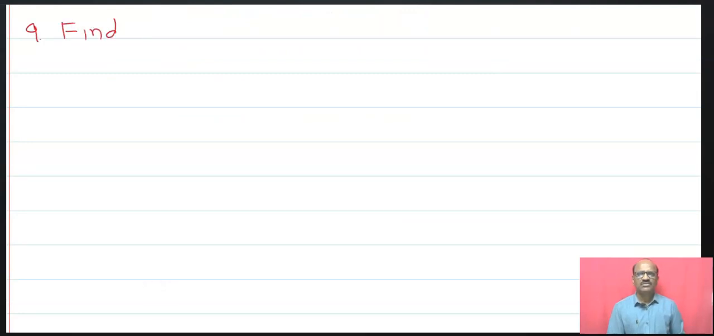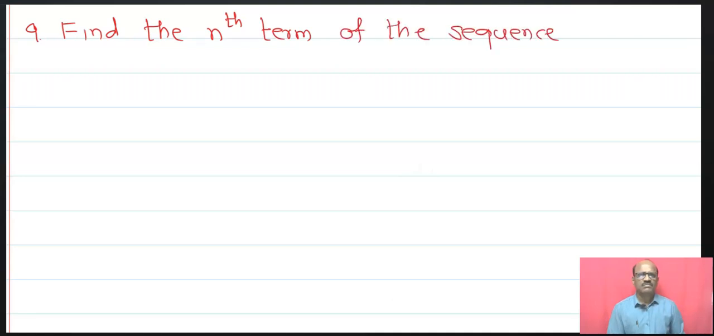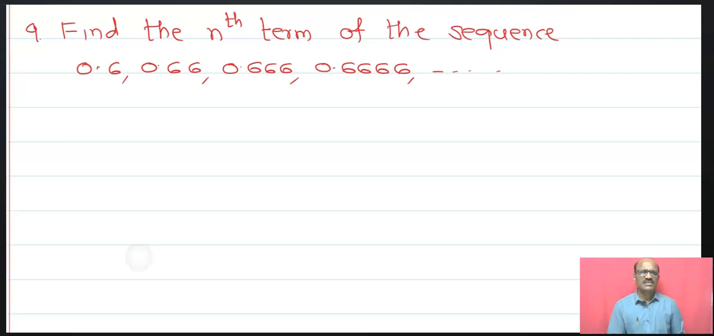Now next is question number 10. Find the nth term of the sequence, that is 0.6, 0.66, 0.666, 0.6666, and in this way.